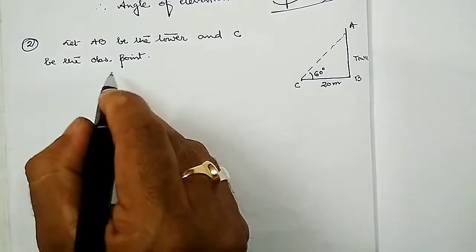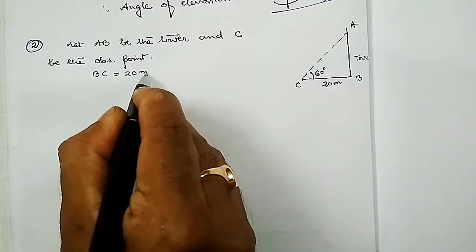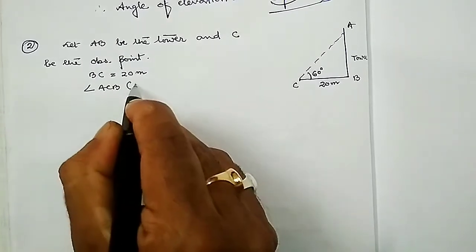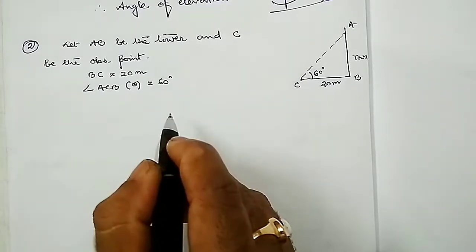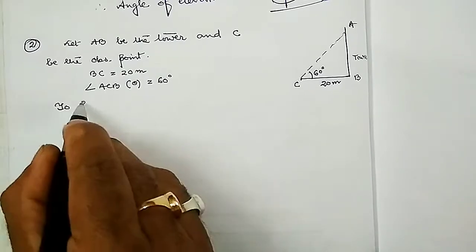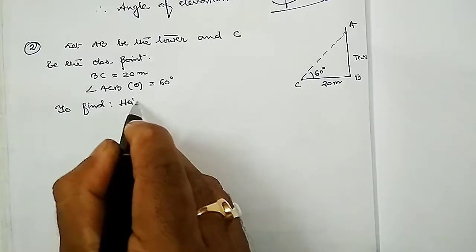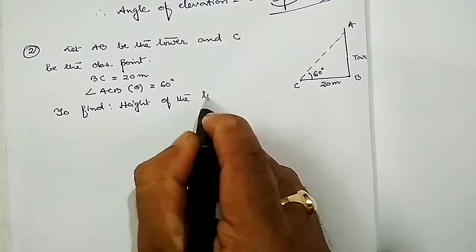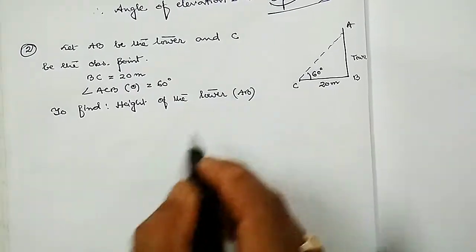Here BC is how much? Here BC is given as 20 meters. Angle ACB, which I can consider theta, equals 60 degrees. What we have to find? We have to find the height of the tower. So here you write, to find, or you can write, required to find: height of the tower, that is AB. I hope this much is clear.